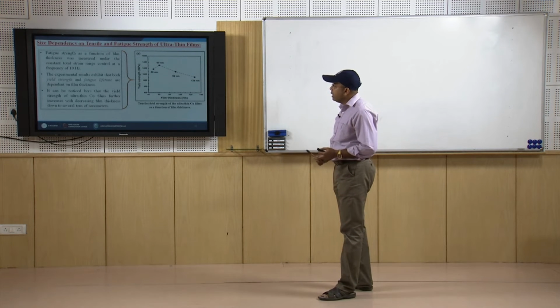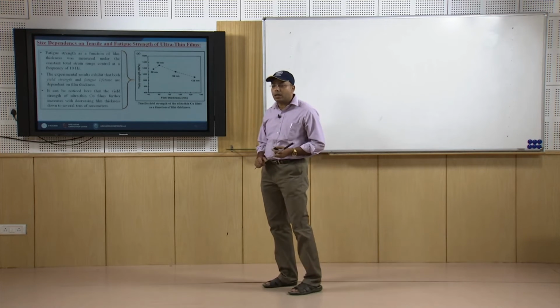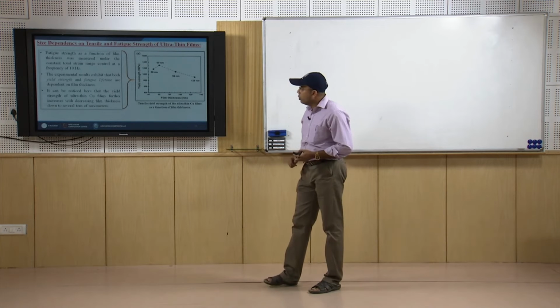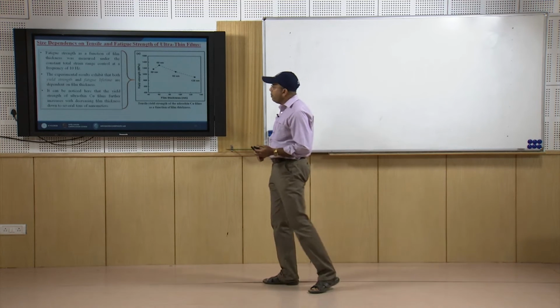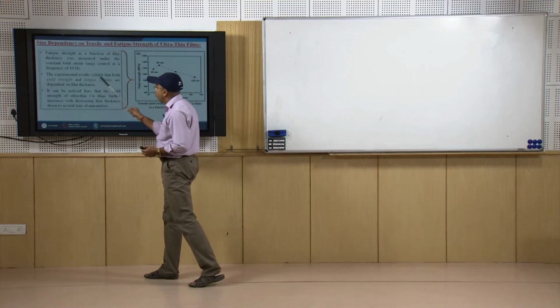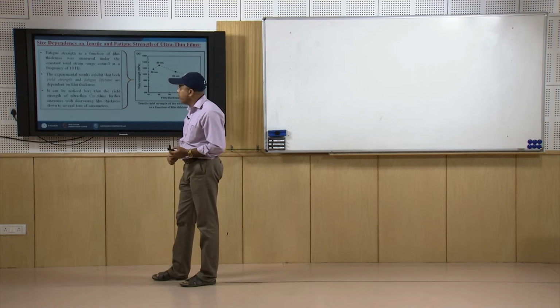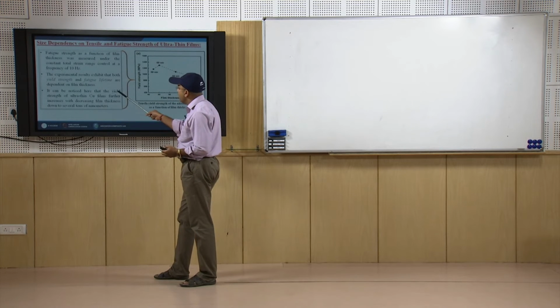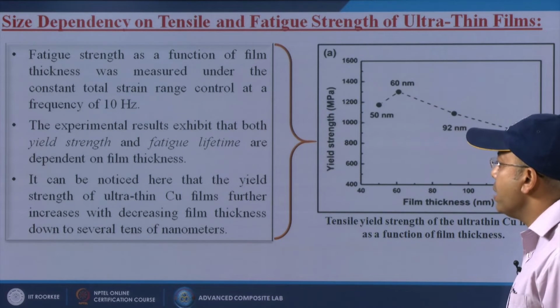Then fatigue strength as a function of film thickness was measured under constant total strain range control at a frequency of 10 Hz. The experimental results exhibit that both yield strength and fatigue lifetime are dependent on film thickness. It can be noticed here that the yield strength of ultra thin copper films further increases with decreasing film thickness down to several tens of nanometers.